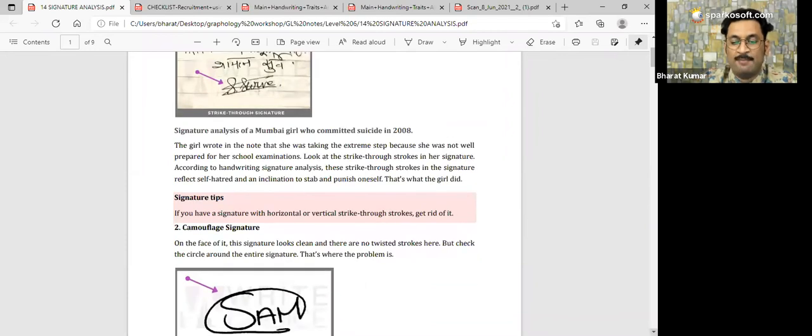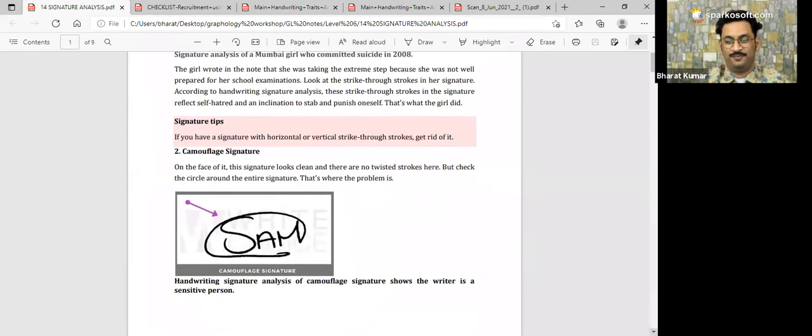Now, camouflage signature. This is not a good signature. On the face of it, this signature looks clean, a very clean signature. There are no twisted strokes here, but check the circle around the signature. Can you find where the problem is? There is a hook in the circle. How many of you are able to find the hook in the circle?